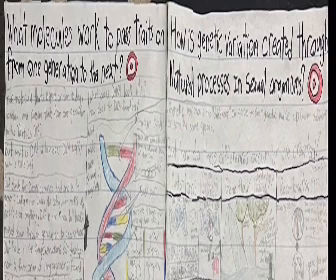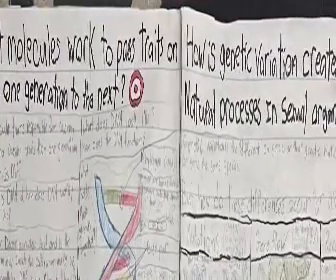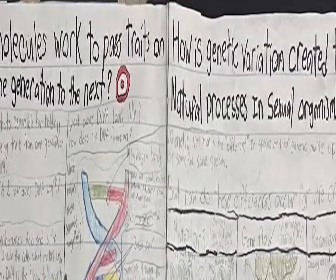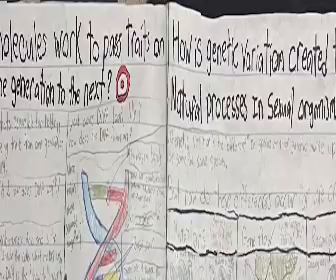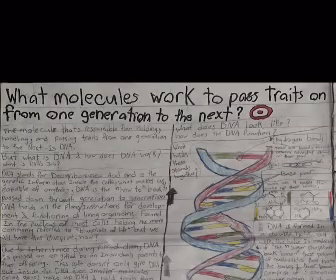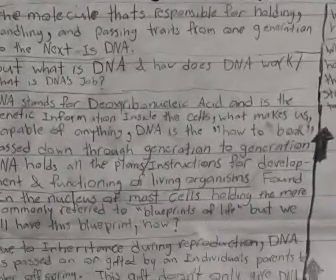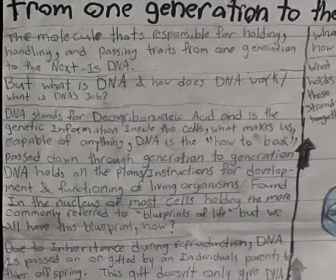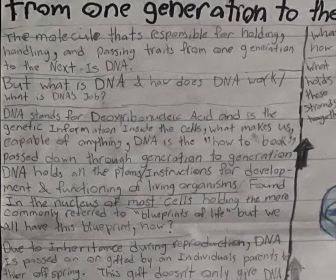So here we are going to be getting started on number 1, or what molecules work to pass on traits from one generation to the next. Alright, getting started here, we are going to read what molecules work to pass on traits from one generation to the next. So zooming here on the top left, we are going to get started. The molecule that is responsible for holding, handling, and passing on traits from one generation to the next is DNA.